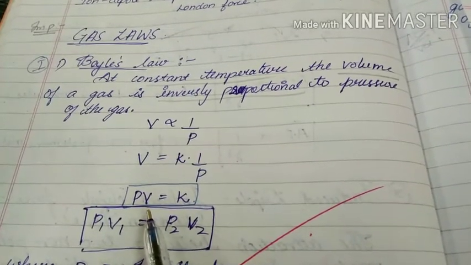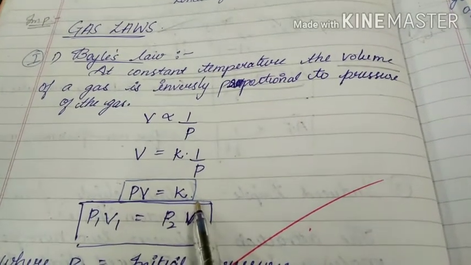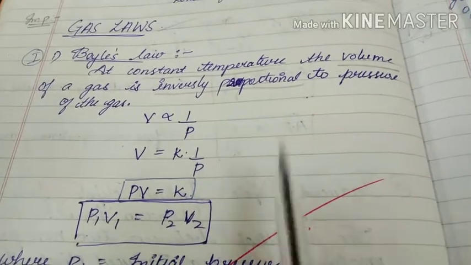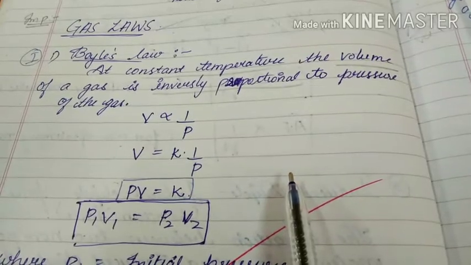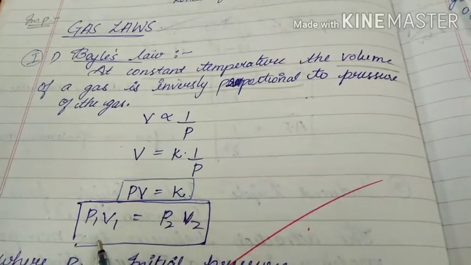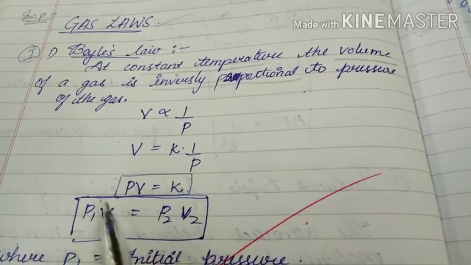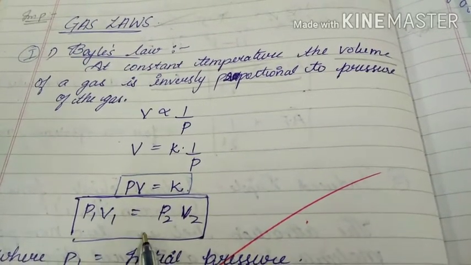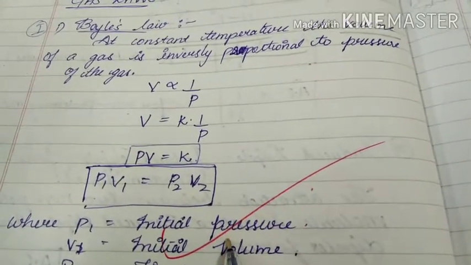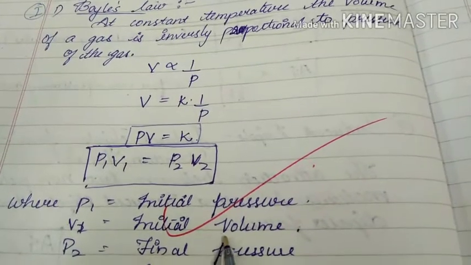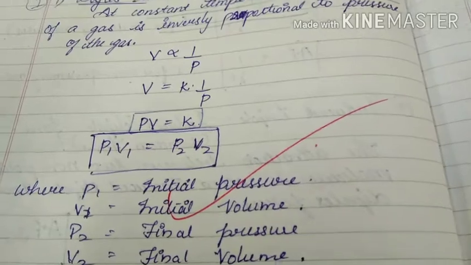Suppose you take one gas, then P1 V1 is equal to K. If you take another gas, a second gas, then P2 V2 is equal to K. From that we can say that P1 V1 equals P2 V2. If PV is equal to constant, automatically we get this relation, P1 V1 equals P2 V2, where P1 is the initial pressure of the gas, V1 is the initial volume, P2 is the final pressure, and V2 is the final volume.